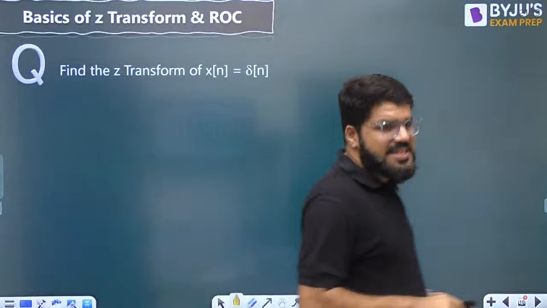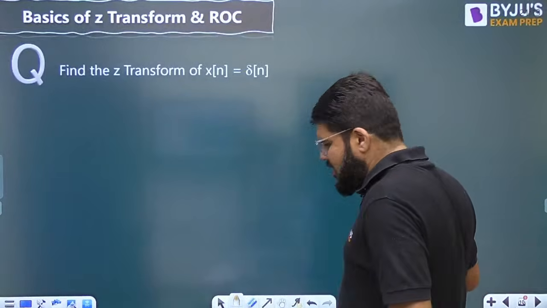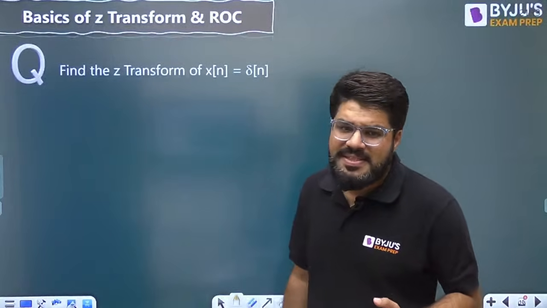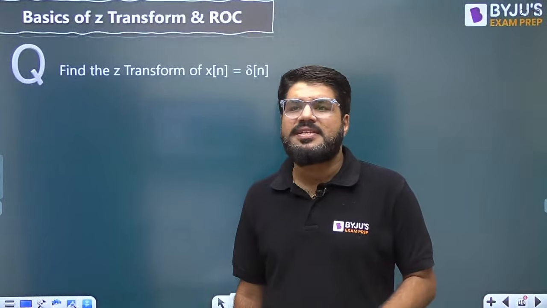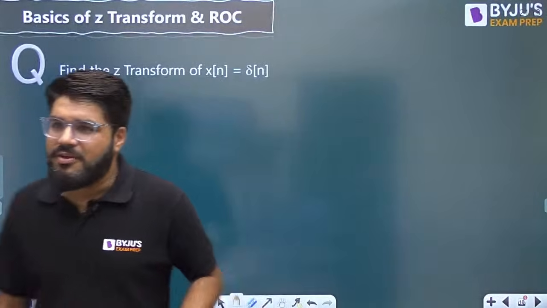Now, let us take one very basic calculation of Z transform. If you have learned signals and systems earlier, you might have noticed one simple trend: whenever it is an impulse signal, discrete time impulse or continuous time impulse, whatever transform you want to evaluate, it is always equal to 1 for the impulse signal.